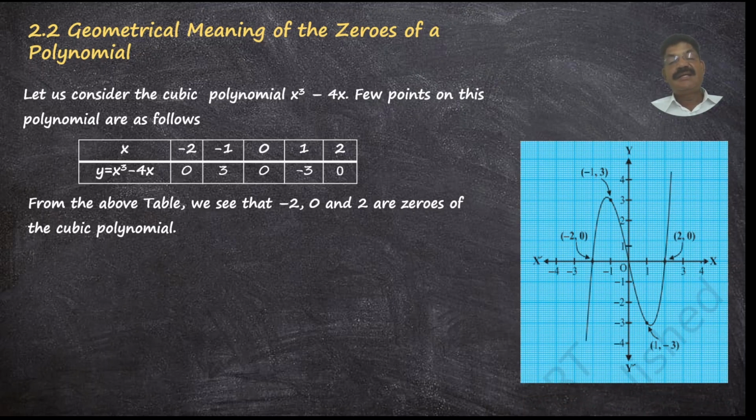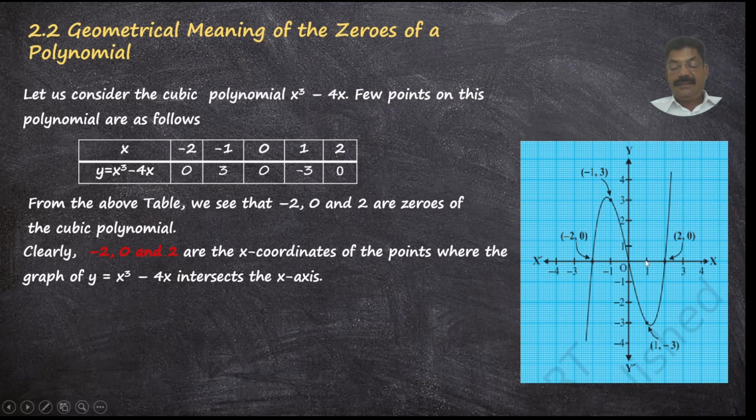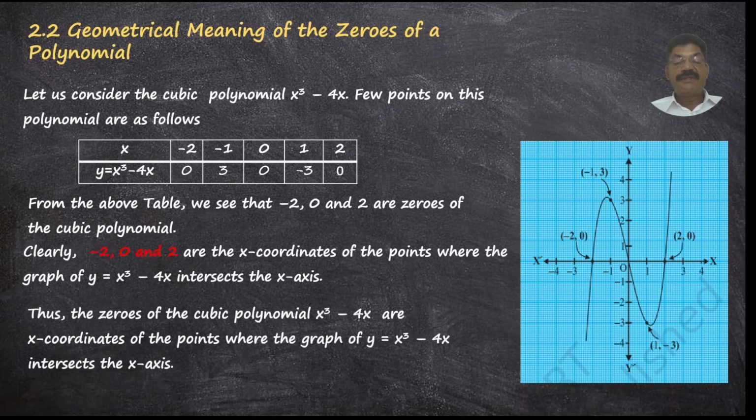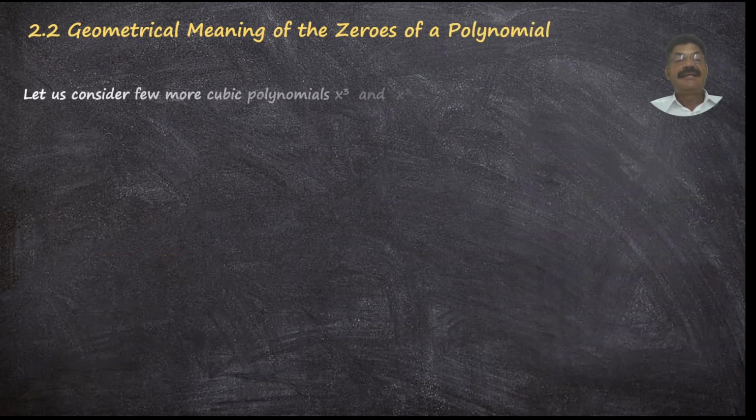Now, this is the corresponding graph of the equation y is equal to x cube minus 4x. It cuts the x-axis at (-2, 0), (0, 0), and (2, 0). Therefore, the zeros of the cubic polynomial x cube minus 4x are the x-coordinates of the points where the graph of y is equal to x cube minus 4x intersects the x-axis.